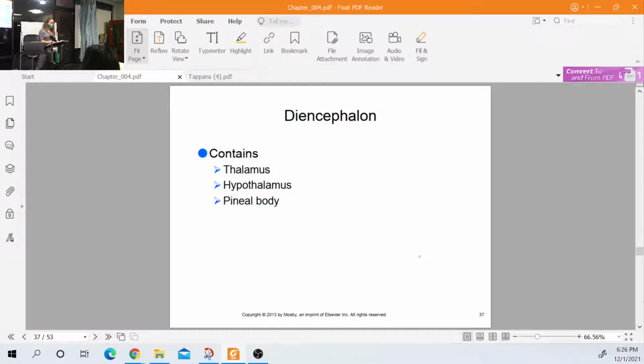All right, back to the chapter. Diencephalon. This is between the cerebrum and the midbrain. It has 3 main parts: the thalamus, the hypothalamus, and the pineal gland or body. The thalamus is gray matter, and it is a relay station for all sensory information, except for smell. For all but smell.